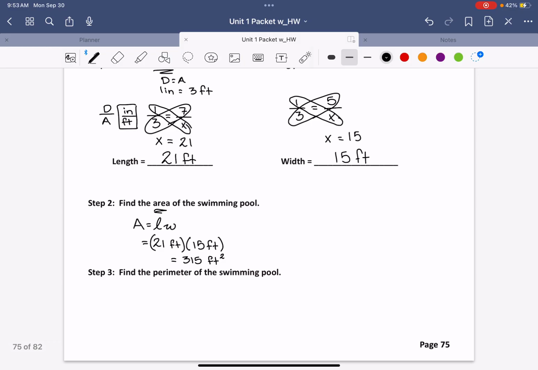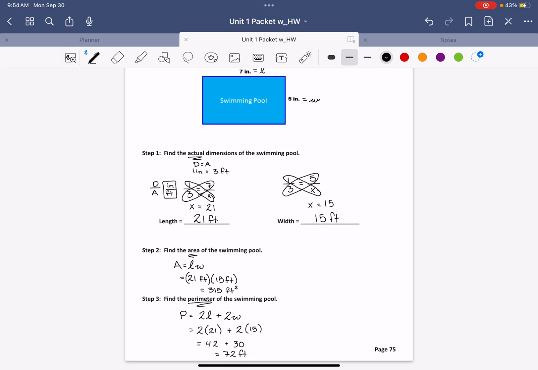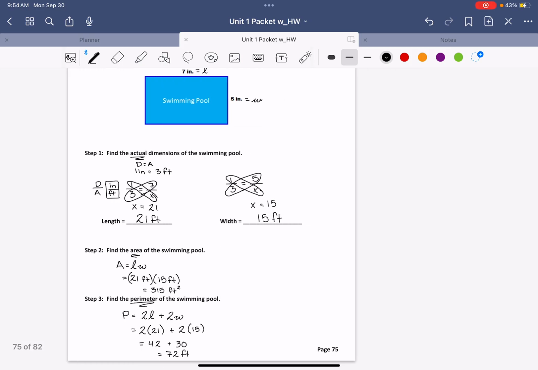Now I'm asked to find the perimeter. Remember the perimeter for a rectangle is 2 times my length plus 2 times my width. So I'm going to have 2 times 21 plus 2 times 15. So I'm going to have 42 plus 30. When I add those together, I should have 72, and the units for just perimeter is feet. So those are the steps that I'm going to follow. We're going to try this again on the next page.